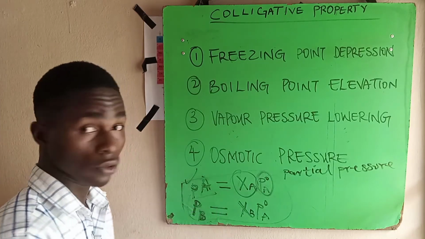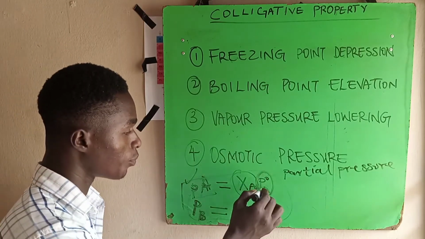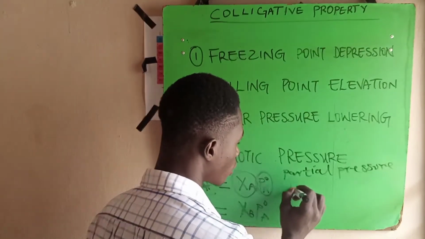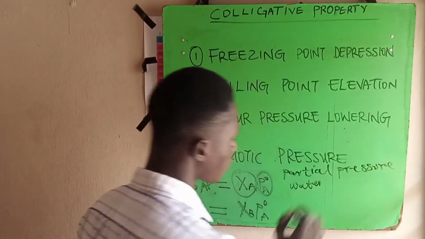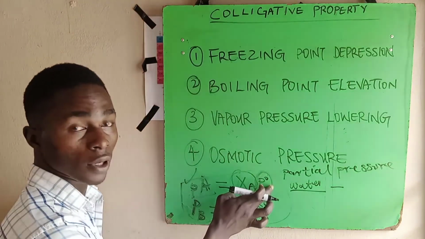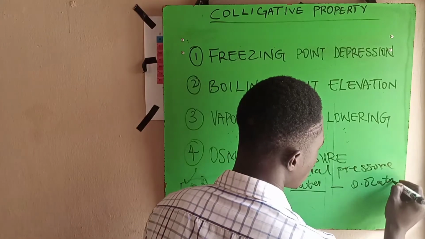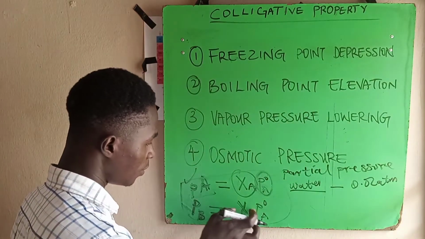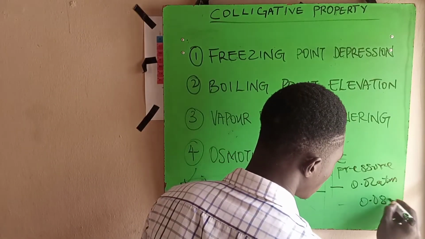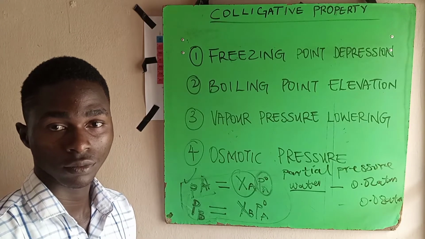It could be different solutions, and it could be the same solution with different partial pressures given in that particular question. They might say the vapor pressure of a water solution, let's say water, and one of the partial pressures given to us may be 0.02 atm, and the second, the same water, is 0.08 atm atmospheric pressure.